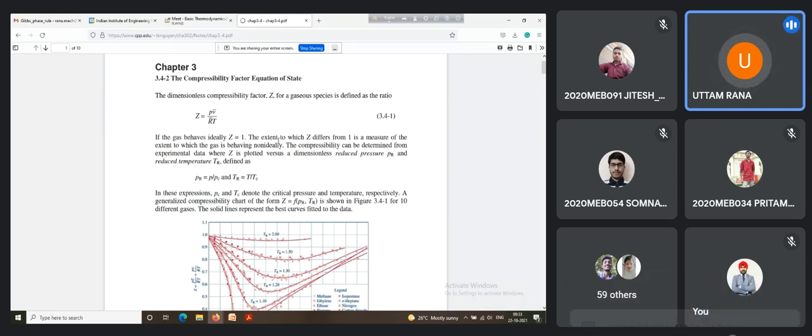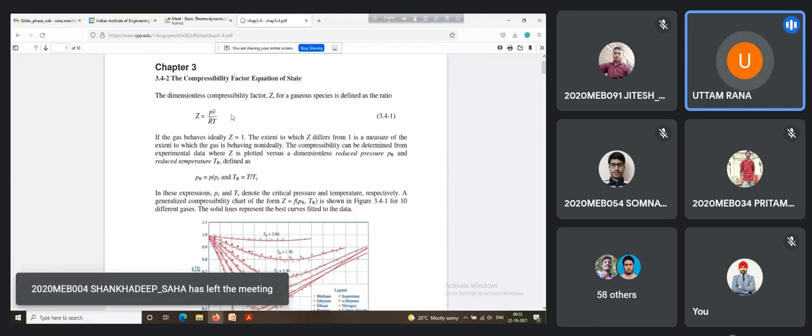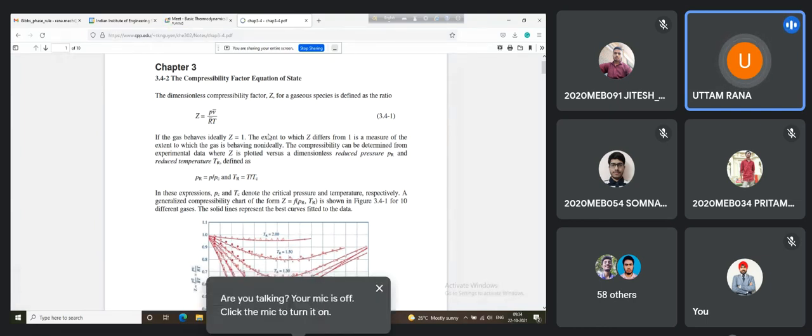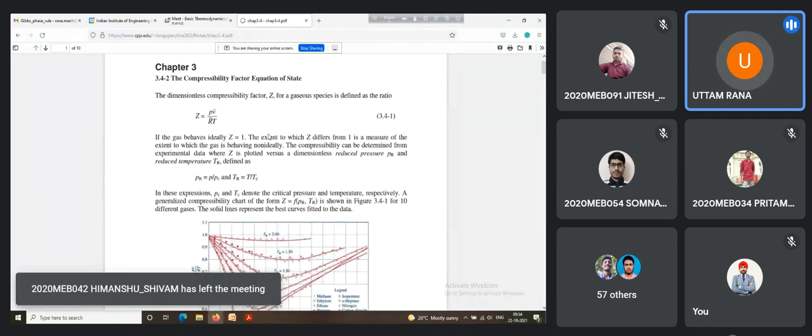Right? Now, if this PV divided by RT is not 1, that means the gas is deviating from its ideal behavior. That factor Z is called the compressibility factor. The further the value of the compressibility factor is from 1, the more the gas deviates from ideality. Now, if you plot the pressure, temperature and Z values for different gases under different pressures and temperatures, you will see that at low pressures and high temperatures, the value of Z is very close to 1.